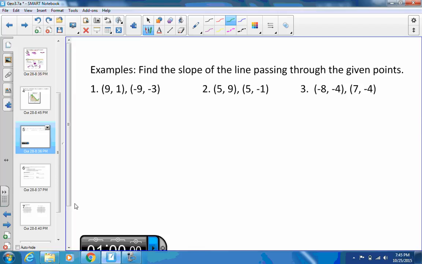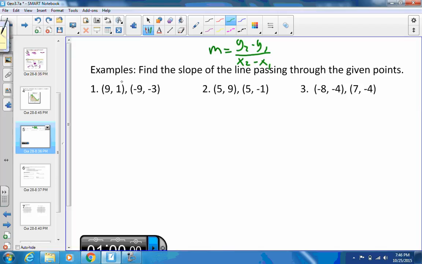So we're going to use that slope formula, which is, again, m equals y2 minus y1 over x2 minus x1. We're just going to find the slope of these different lines. So find the slope of the line passing through those points. All you need is 2 points to find the slope of a line. Really, if you have 2 points, you can find the equation of the line too. And that's something we'll talk about next time, in the second half of this lesson.